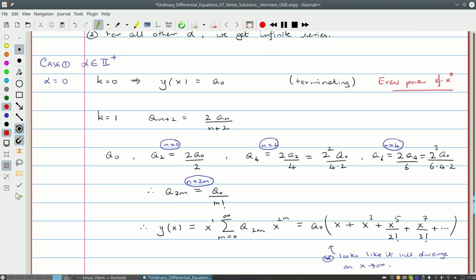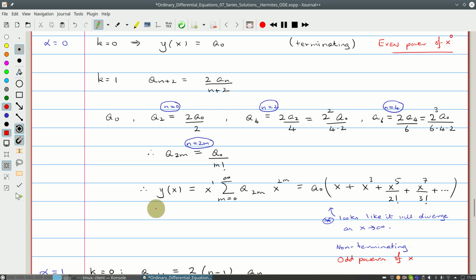So this gives us a power series. What have we got here? We've got y is equal to x to the power of 1, and then we've got the sum where m goes from 0 to infinity of a 2m x to the 2m. Only even terms are in here because all the odd terms are 0. Why are the odd terms 0? Because we chose a1 to be 0, and it's a1 which generates all the odd terms, so there are no odd terms in this series.